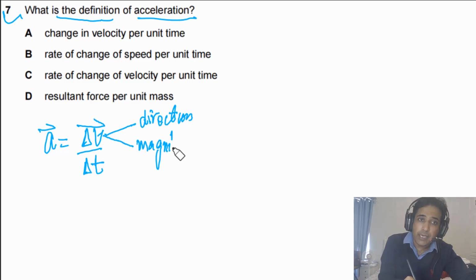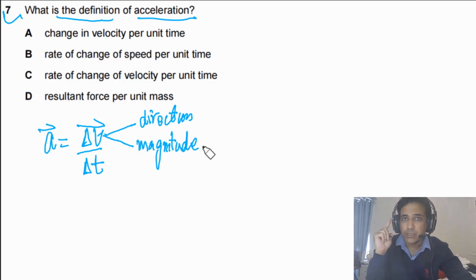So a body can have acceleration only due to change in direction, as we see in the case of circular motion. A body also can have acceleration due to change in magnitude of velocity. So acceleration can be due to change in direction. Acceleration also can be due to change in magnitude. So how can we define acceleration? Acceleration is rate of change of velocity, or we can say change in velocity per unit time.